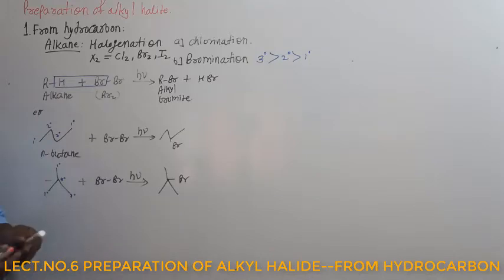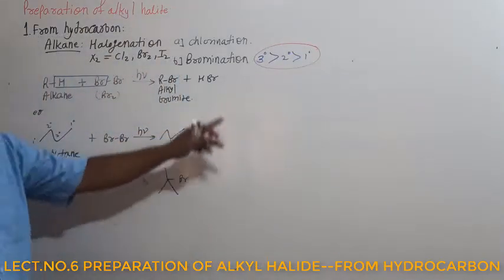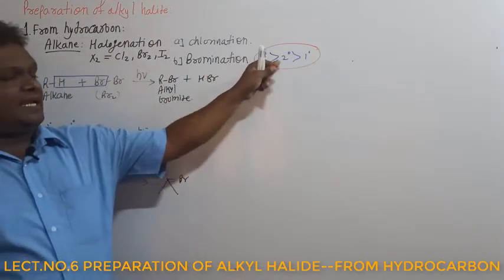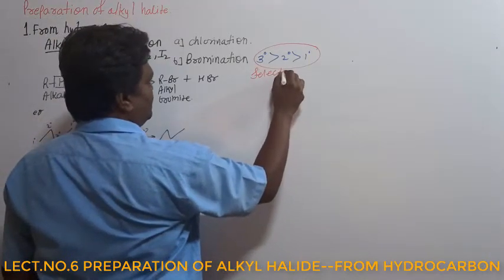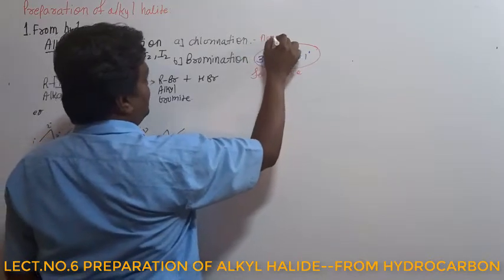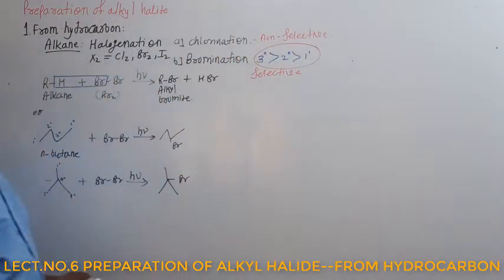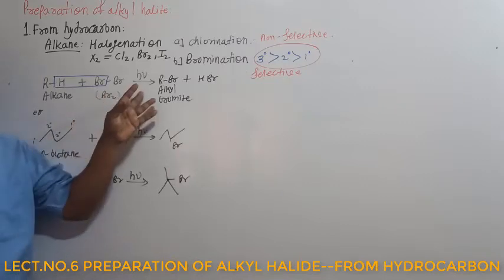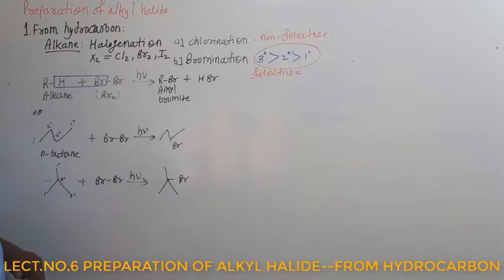An important thing about this reaction is, in bromination, no doubt about this, the tertiary carbocation is preferred over secondary and then primary. This is a selective reaction, while chlorination, we have seen, is a non-selective reaction. So this is one example about bromination. Alkane will react with bromine in the presence of sunlight, and alkyl bromide is obtained. Copy down this.